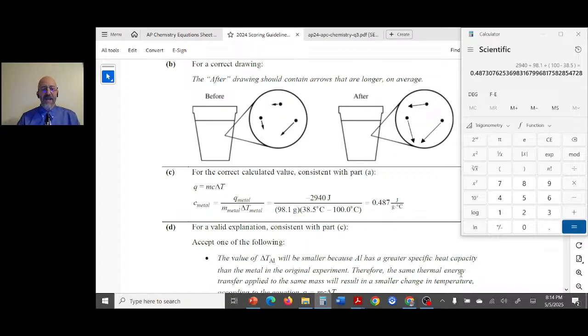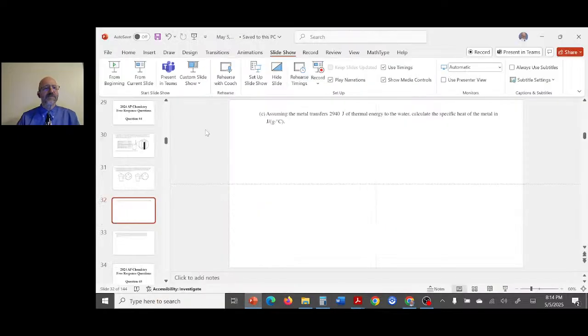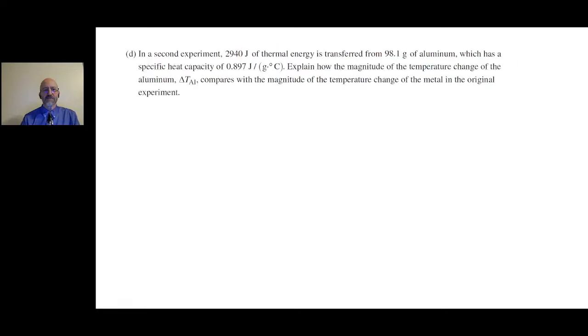Now, in the next experiment, we had 98.1 grams of the metal. We're still using 98.1 grams. We're just using a different metal. They're not changing a whole bunch of variables here. 2,940 is not changing. 98.1 is not changing. So what is changing is the identity of the metal. It has a different specific heat capacity.